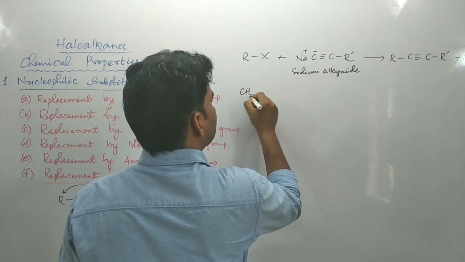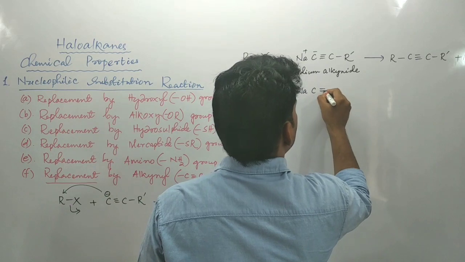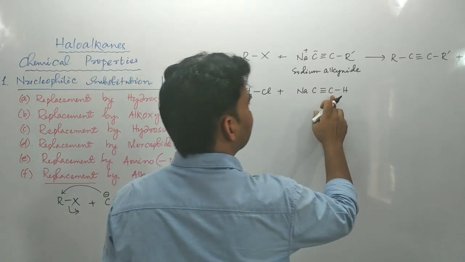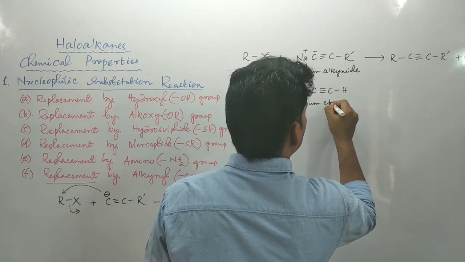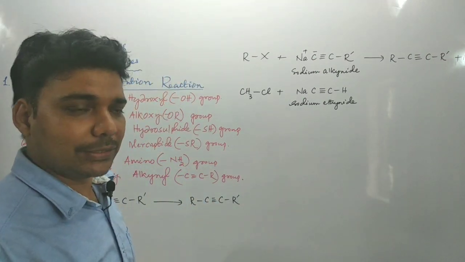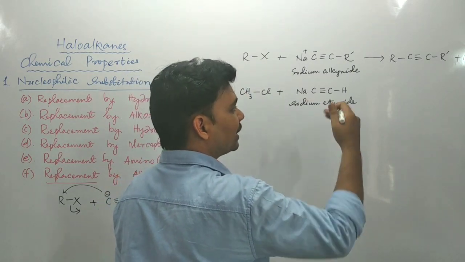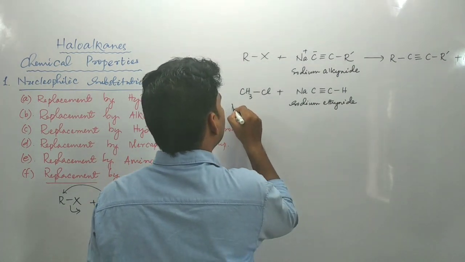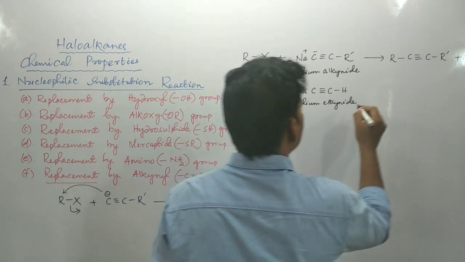For example, when CH3Cl is taken with sodium ethynide, this is from ethyne, so it is sodium ethynide, or this is also called sodium acetylide. Acetylide is from acetylene. Okay. This is methyl chloride. Now tell me what will be our product.